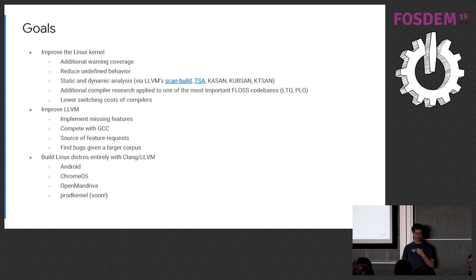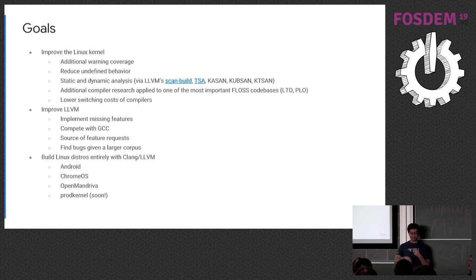For improving LLVM, we basically have a whole brand new customer to give us feature requests and help us figure out what features we're missing from either the C language standard or the various GNU extensions. We can't compete with GCC if we can't build the same code, so that's a non-starter. And finally, having more and more code to throw at your compiler helps you find more compiler bugs.